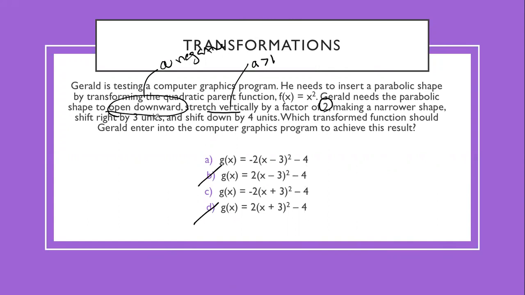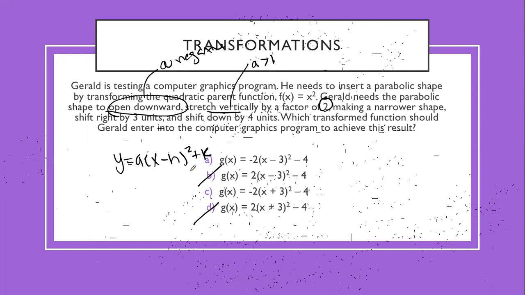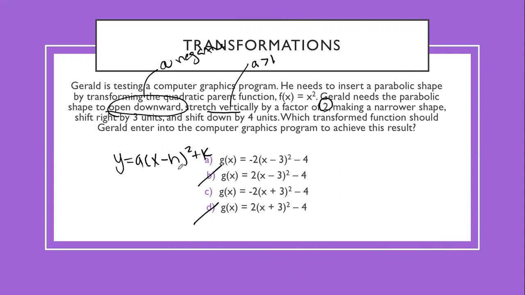Shift right 3 units. So if it's shifting to the right 3 units, -3. So remember, it's opposite. So -3, but that just means 3 is positive. So it's going to be x minus 3. And we knew this was -2. And we know that it's shifting down 4. So -4. So which one goes with that? That one. A, right?